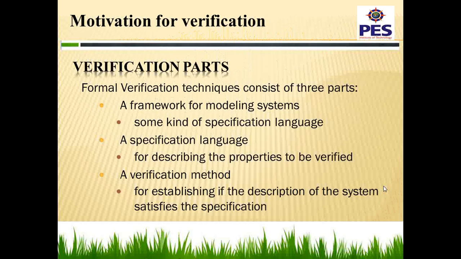Model system, that describes the specific language, and a specification language for describing the properties to be verified. The specification language helps to describe the properties to be verified in that project or within that organization or industry, IT field, etc. Then the verification method: a method for establishing if the description of a system satisfies the specification. If the description you have given is satisfied, we need a verification method to check whether it is satisfying our given description and system. To take care of that, we need a verification method.